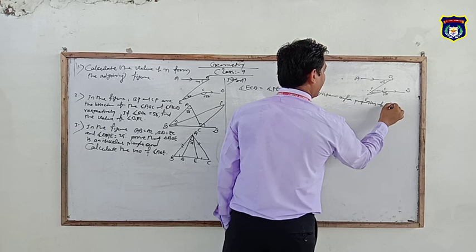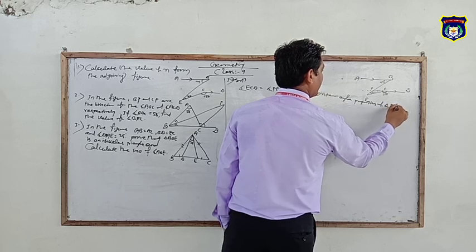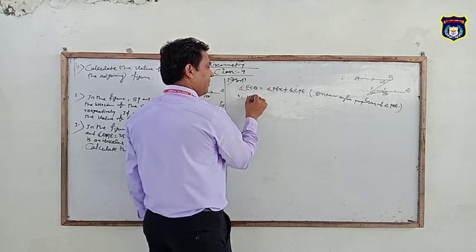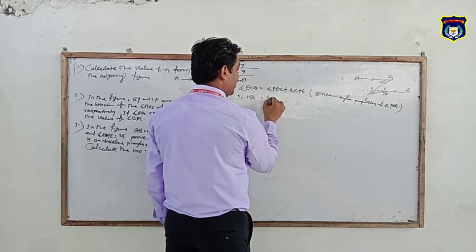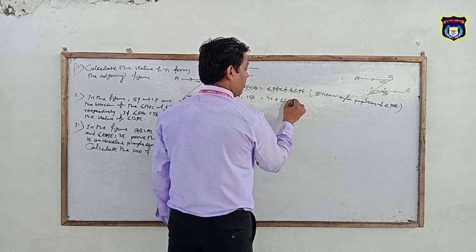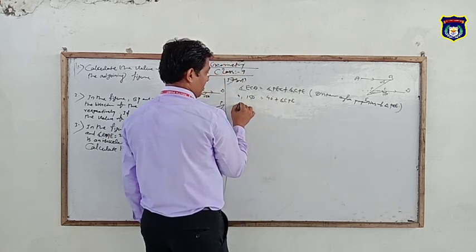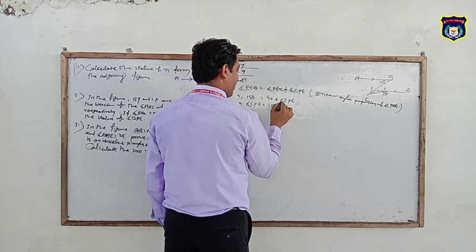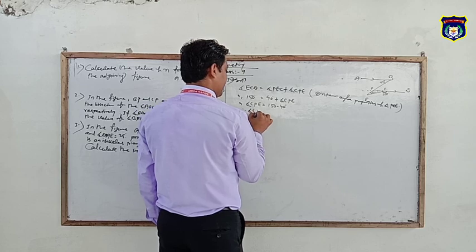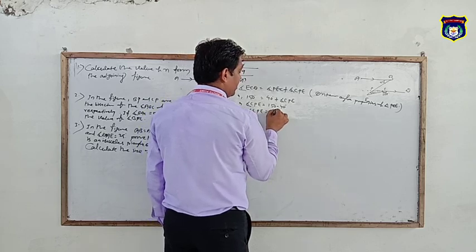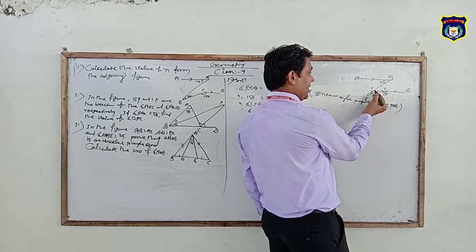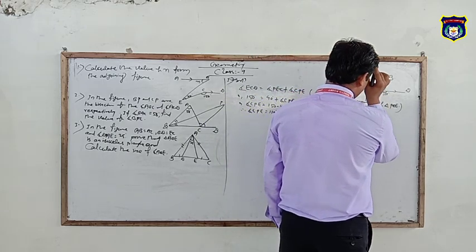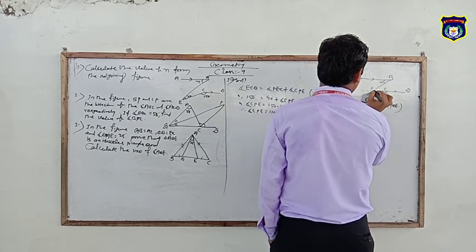By the exterior angle property of triangle PCE, the value of ECD is 150 and PEC is 40, and CPE is not given. We have to find angle CPE. Angle CPE equals 150 minus 40. Therefore, angle CPE is equal to 110 degrees.